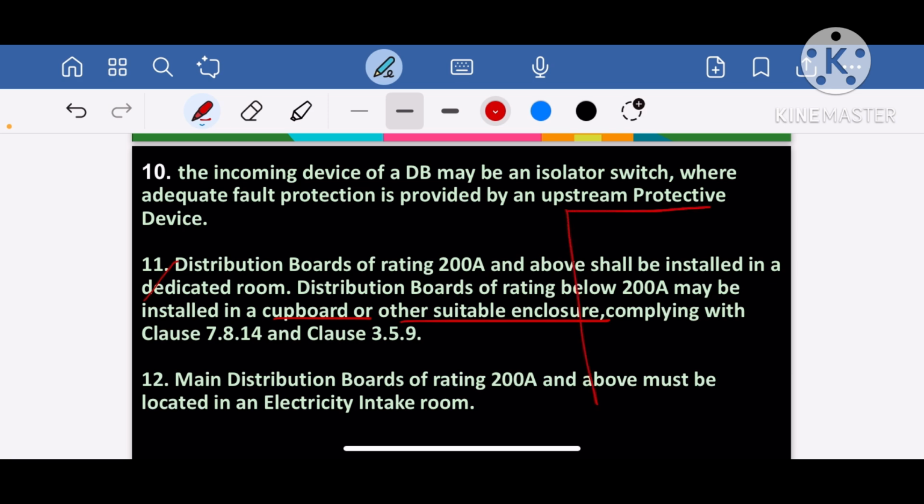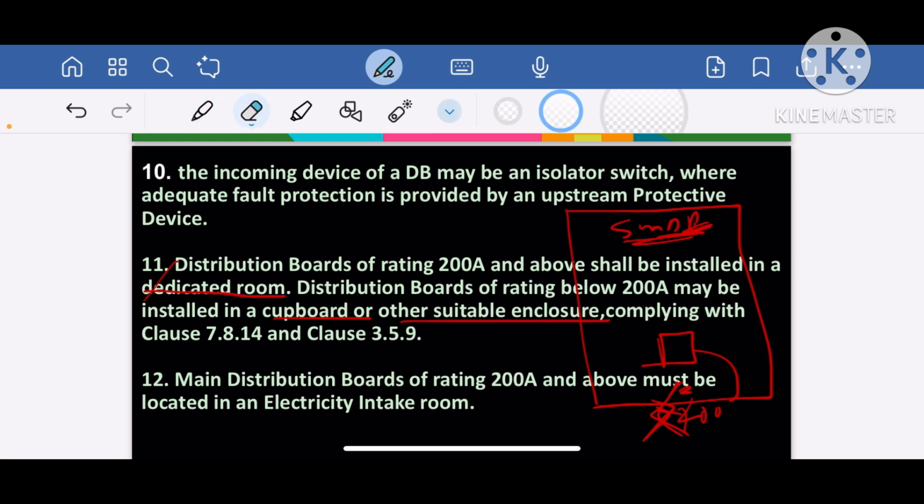Suppose I have a sub-main distribution board and the incomer rating is less than 200 ampere. Then as the incomer rating is less than 200 ampere, we can install this sub-main distribution board at any suitable places, like in a common passage, corridor, or inside a cabinet. But if this sub-main distribution board has an incomer rating greater than 200, then we have to install it inside an electrical room, inside a dedicated room.